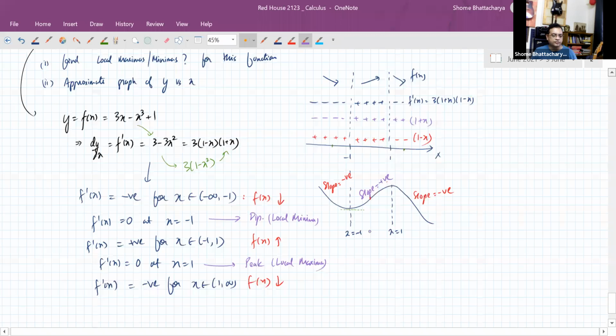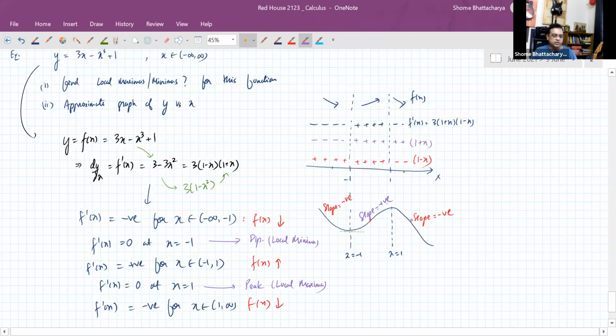So this is not a graph yet. This is just the trend of the function, how it's behaving. It decreases up to minus 1, goes through a dip at minus 1, then increases from minus 1 to 1, passes the peak at 1, and then again dips. Now, with a little bit more analysis, we can convert this trend of the function into an approximate graph.